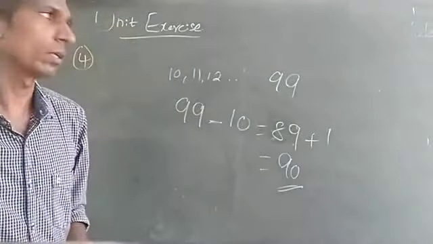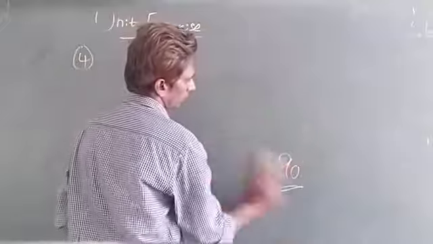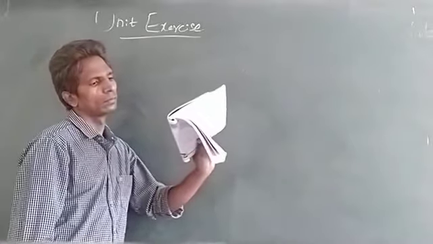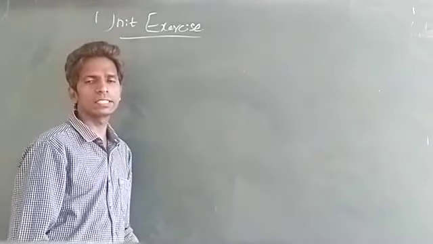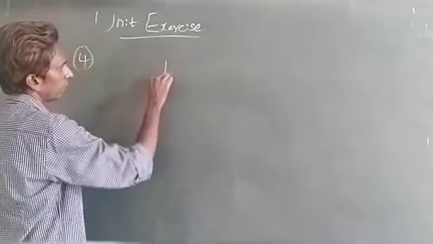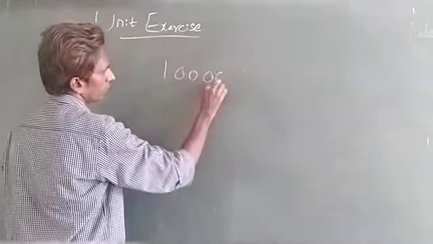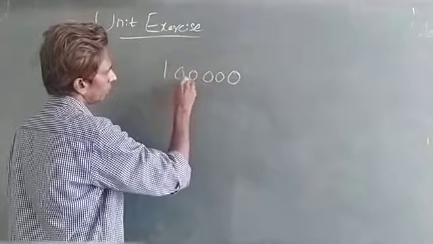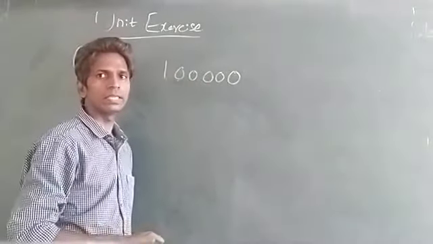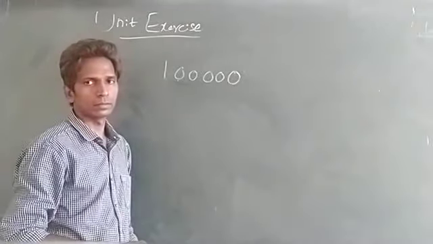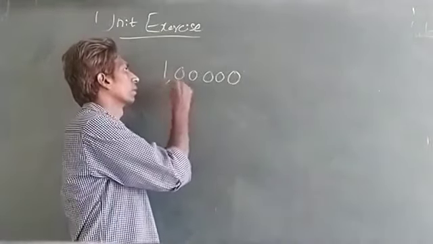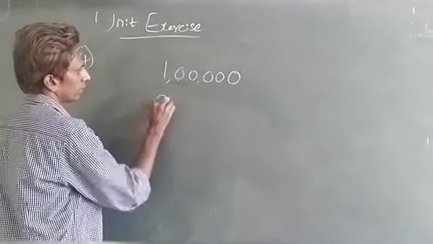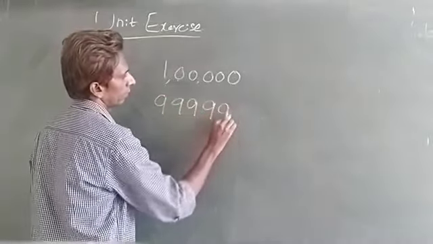So let us see our question. 6-digit number. What is the least number of 6-digit number? 1, 2, 3, 4, 5, 6. The least number is 1 lakh. The biggest number of 6-digit number is 1, 2, 3, 4, 5, 6.